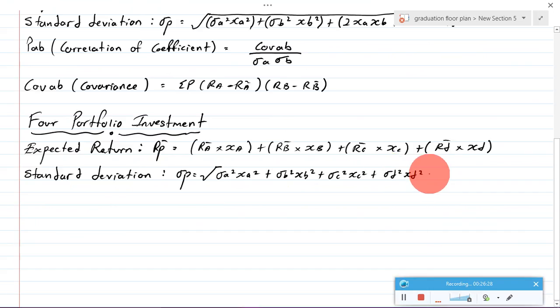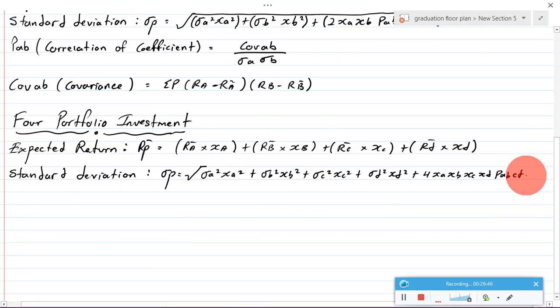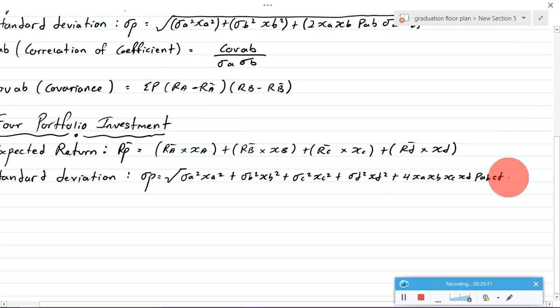Basically, what's the difference here? You just increase the A, B, C, D. Last one was AB, now it's CD. You just increase. But be careful with the 4 in the bracket, 4 times the XA, XB. If it is 4 investments, you must put 4. If it is 2, put 2, if 3, put 3.